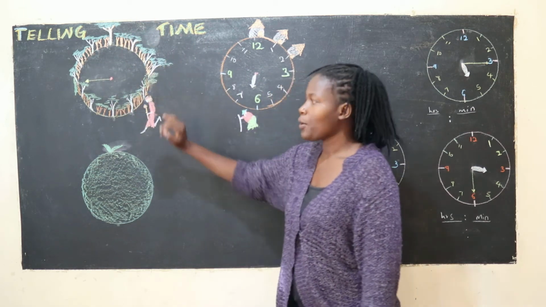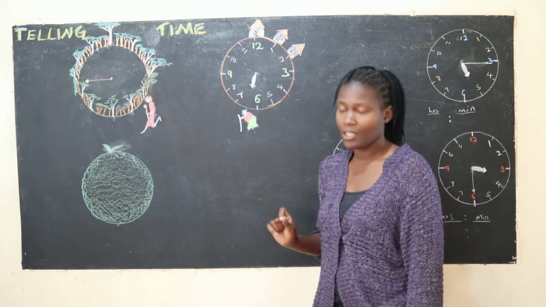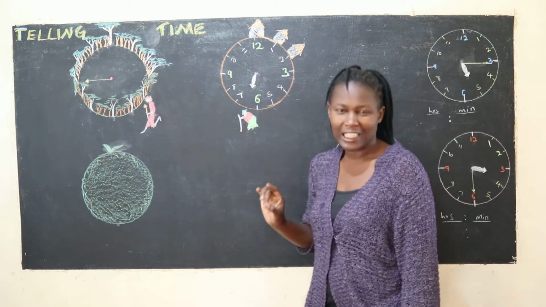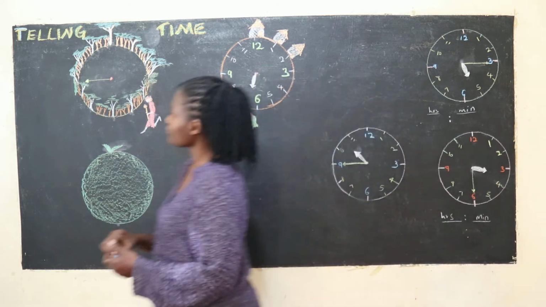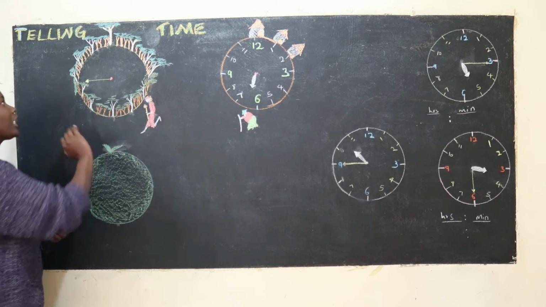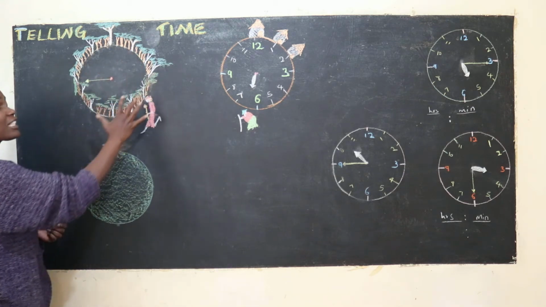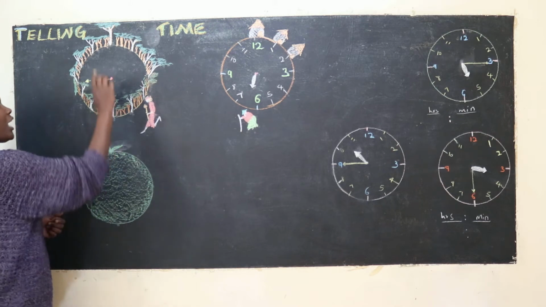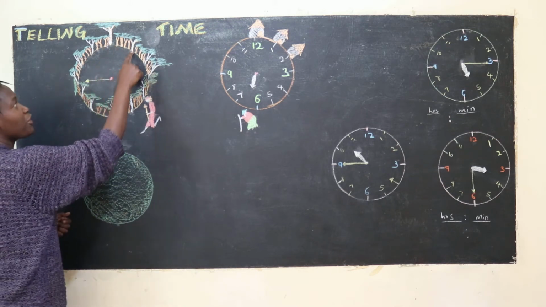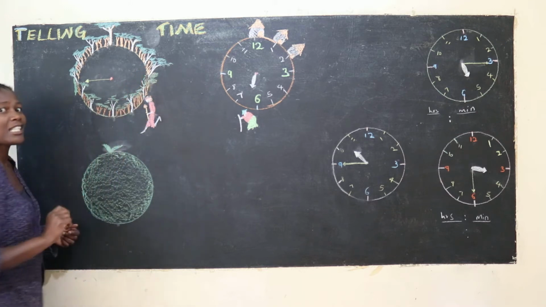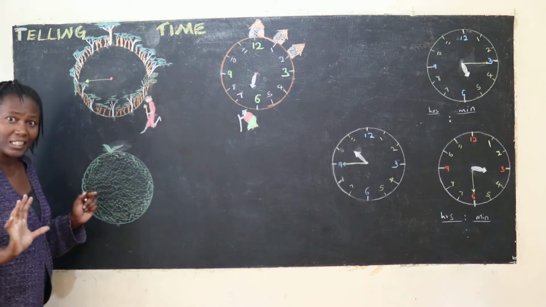See over here, we have 3 images and they are going to help us to learn about telling time. On this image, it looks like a clock, but you can see it has trees. These trees are 60 in total, and you can see every 5th tree is white in color. It represents the village elders.